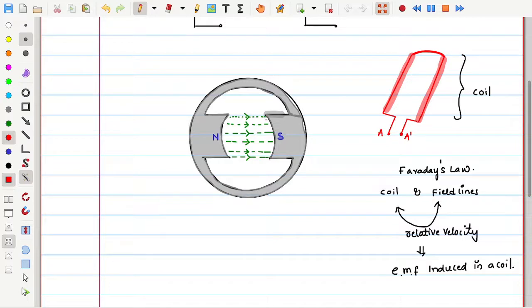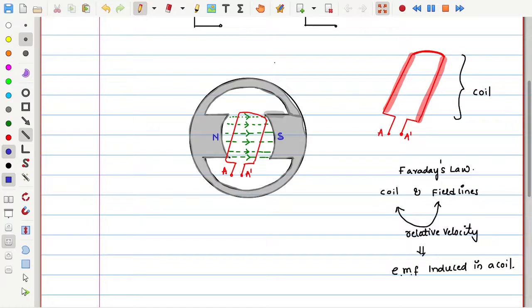So how will I place it? Just check it. This is one side conductor, and this is one more side conductor, like this. These are extended terminals. The starting terminal of the coil is A, and the ending terminal of the coil is A dash. On the other side it is joined like this. This is one coil.